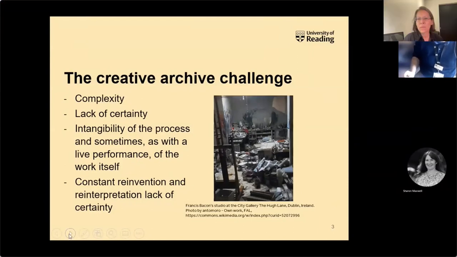Is that possible? There is an incentive, in fact, for falsifying the record, which one tends to see less with other archives. Thirdly, there's the intangibility of the process, and sometimes, as with a live performance, intangibility of the work itself. In our projects, we have often found overlap with intangible cultural heritage, whether studying crafts through our Museum of the Intangible project, or looking at the collecting of internet memes, some work we did alongside the National Media Museum and with the researcher Aaron Rees. And fourthly, in creative work, there is a sense of constant reinvention and reinterpretation.